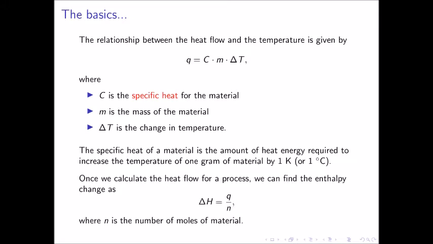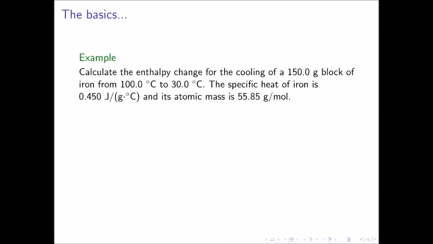Once we calculate the heat flow for a process, we can find the enthalpy change by dividing the heat flow by N, the number of moles of material. Let's look at a specific example. We're going to calculate the enthalpy change for the cooling of a 150 gram block of iron from 100 degrees Celsius to 30 degrees Celsius. The information we may need is that the specific heat of iron is 0.450 joules per gram per degree Celsius, and its atomic mass is 55.85 grams per mole.